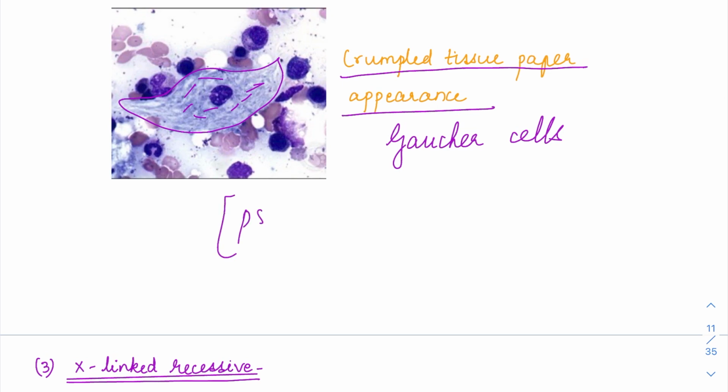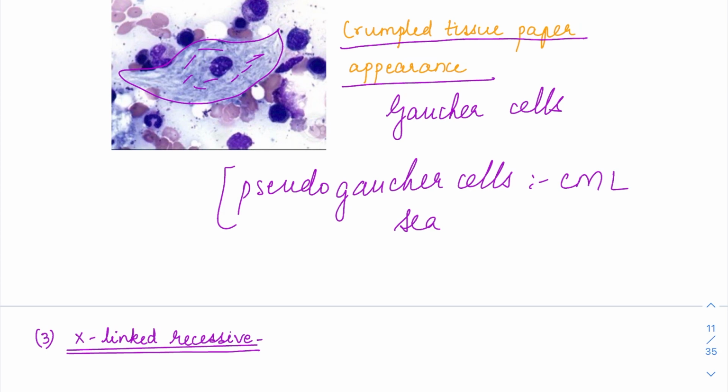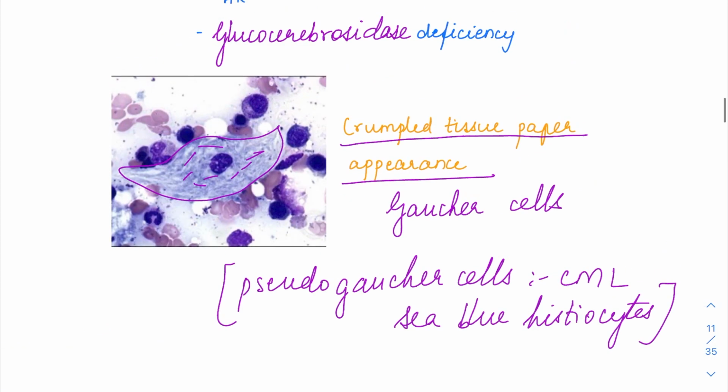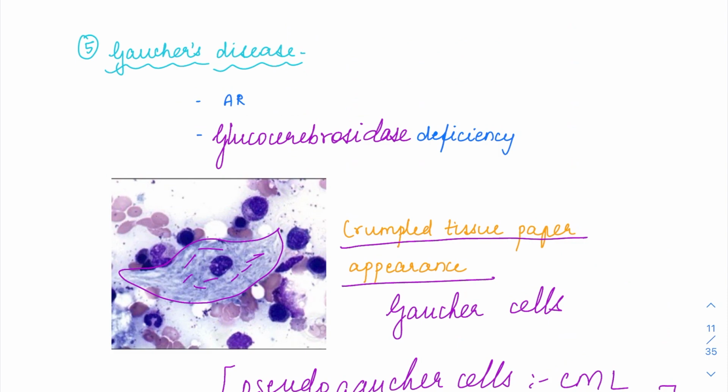If they ask about pseudo Gaucher cells, we see them in CML, chronic myeloid leukemia, where they are actually sea-blue histiocytes. Because of the increased turnover in CML, there is going to be accumulation of lipid inside the histiocytes, giving this crumpled tissue paper appearance there also. So we call the sea-blue histiocytes in CML pseudo Gaucher cells because they look like the Gaucher cells we see in Gaucher's disease.